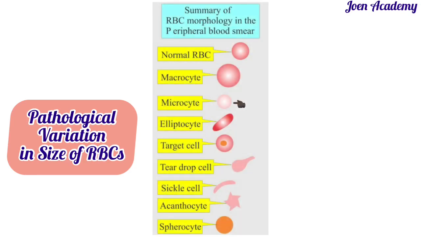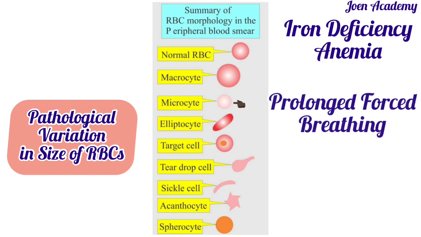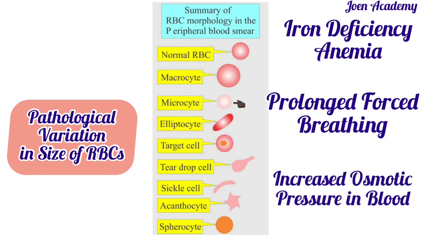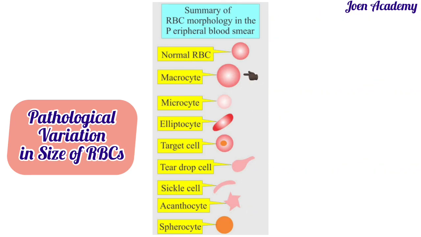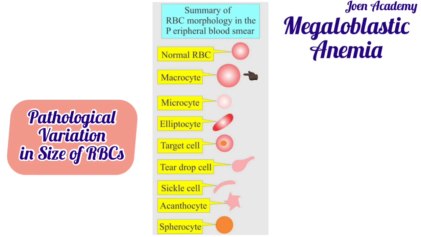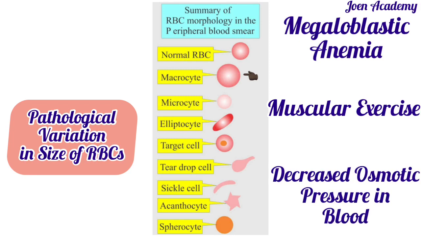Microcytes are red blood cells with decreased size. They are present in iron deficiency anemia, in prolonged forced breathing, and increased osmotic pressure in blood. Macrocytes are red blood cells with increased size. They are present in megaloblastic anemia, muscular exercise, and in decreased osmotic pressure in blood.